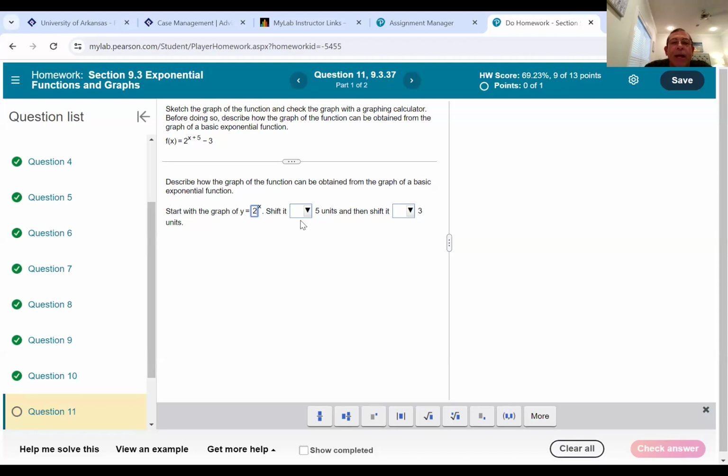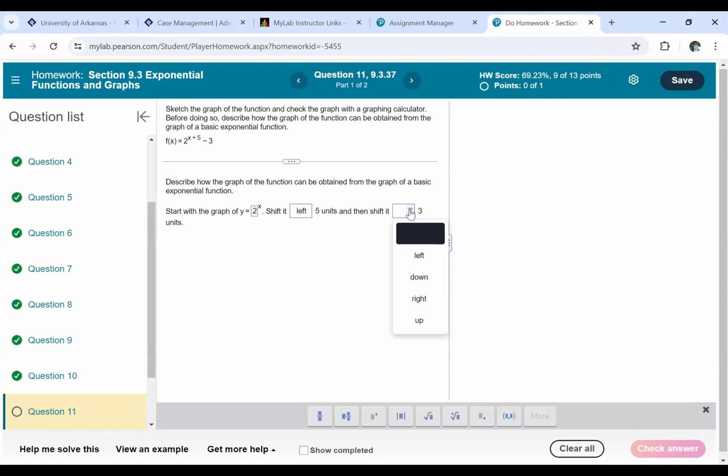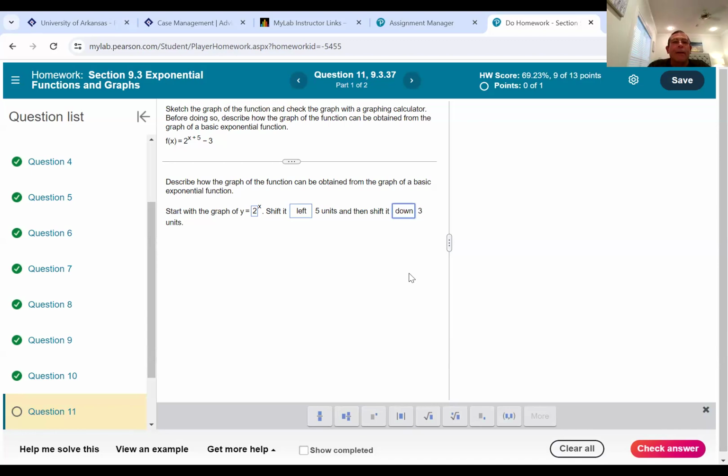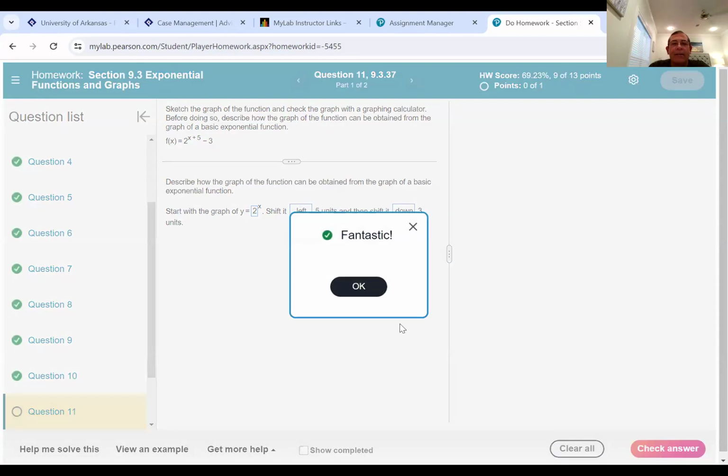Now, it says shift it blank 5 units. Well, that 5 is being added to the variable in the exponent. So is that going to shift me right, left, up, or down? Left? All right, it's going to go left 5. Good job. And then shift it blank 3 units. So that'll be either left, down, right, or up. Is it down? So that'll be down. Good job. All right, so let's see. We check that answer.